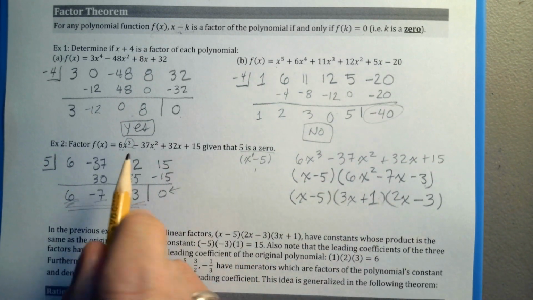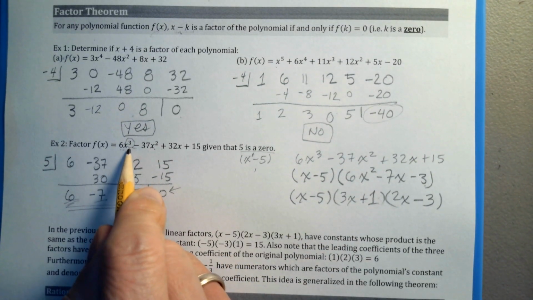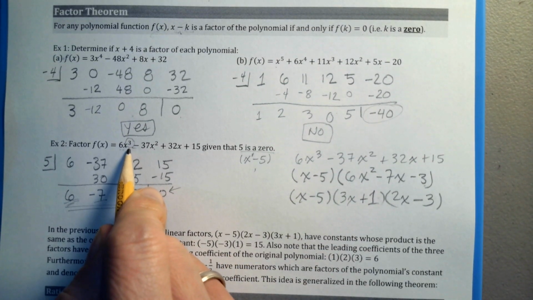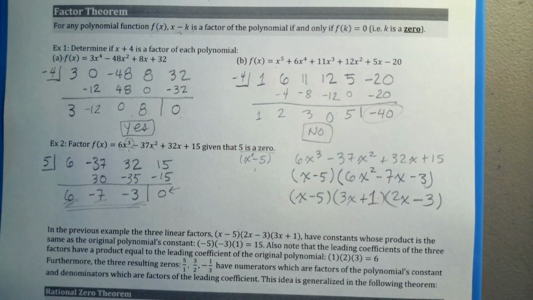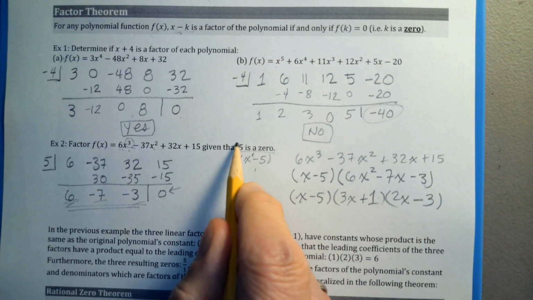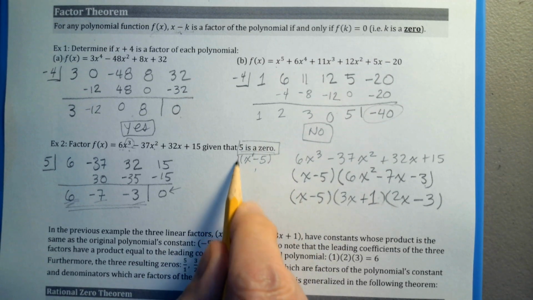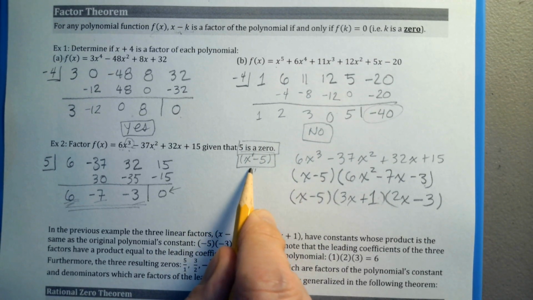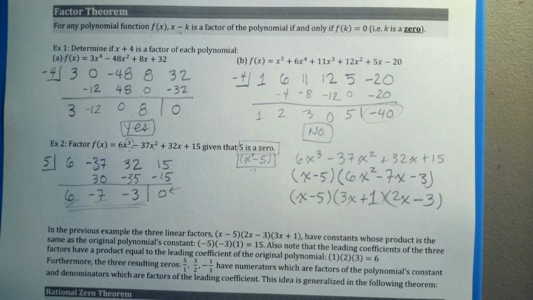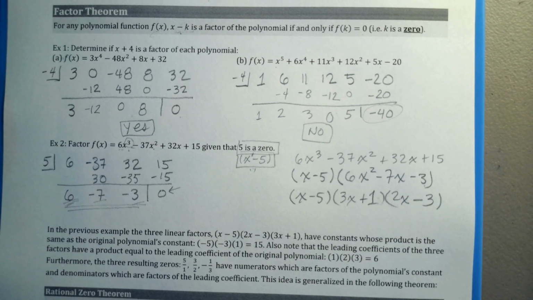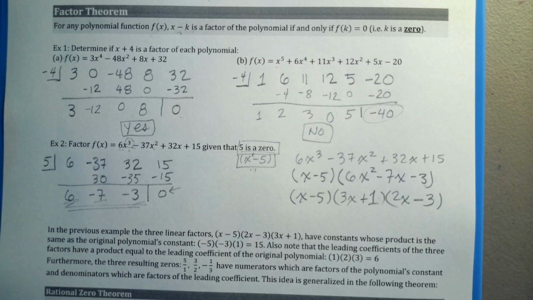We have now shown how we could take a cubic that we can't otherwise factor, and we've been able to factor it. Now, they kind of gave us a little help by telling us that 5 was a 0. Essentially, it told us what one of the factors was. In the next lesson, next unit, we're going to have to do that on our own. But for now, they're going to give us a little help.